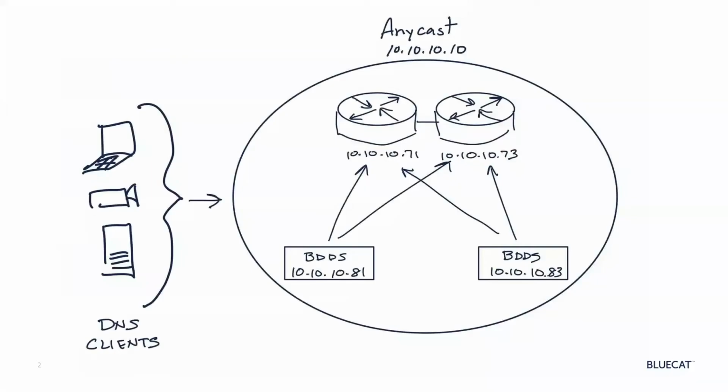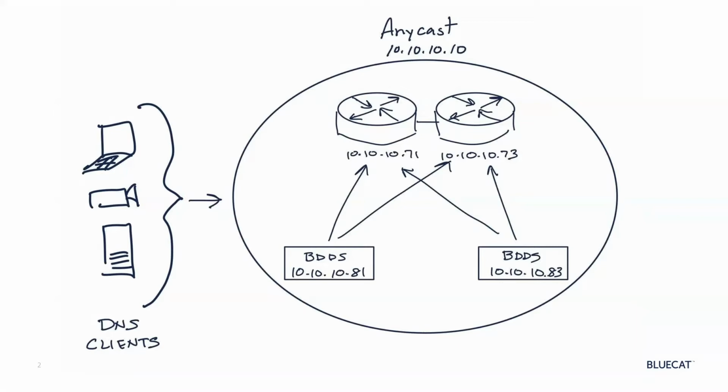We have a pair of routers that are OSPF neighbors. We've also got a pair of BlueCat DNS servers on the same network and members of the same Anycast pool. Ultimately, both DNS servers are listening on the same 10.10.10.10 Anycast address. In this example, clients would direct their DNS queries to the 10.10.10.10 address configured as the Anycast IP. We've already configured Anycast on both BlueCat servers.